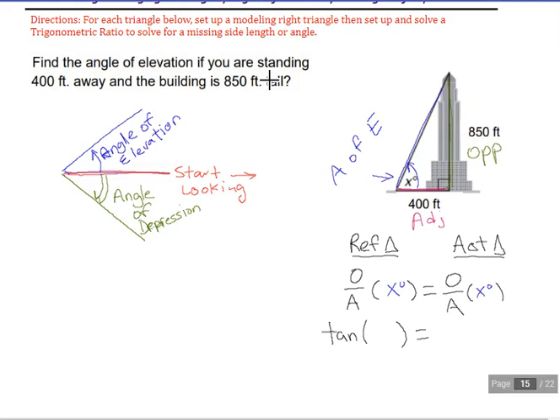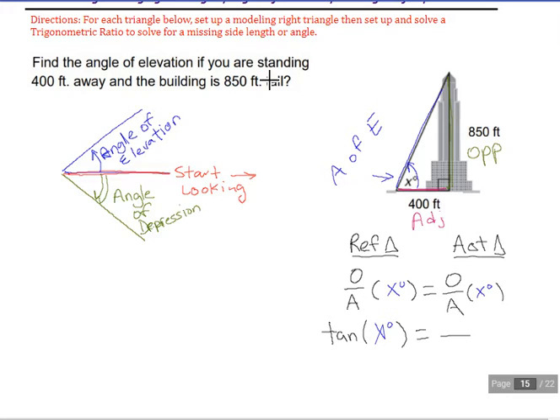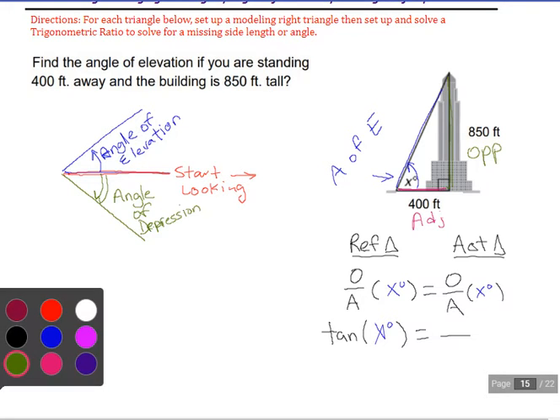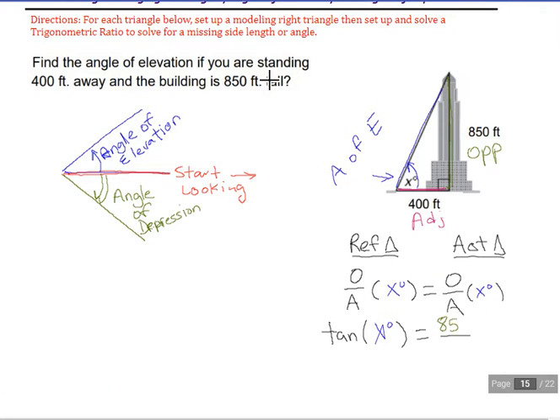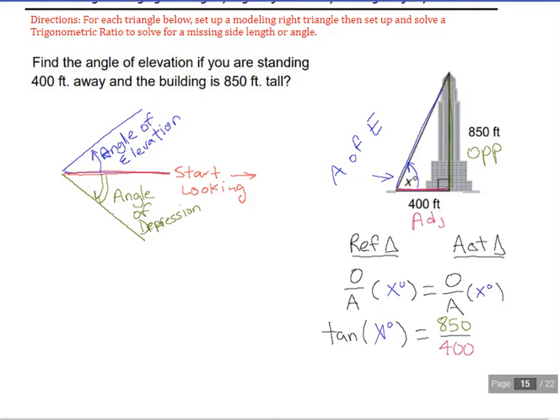And if we reference X degrees on our actual triangle, the opposite side is given to be 850, and the adjacent side is given to be 400. And hopefully this looks and feels hyper familiar.